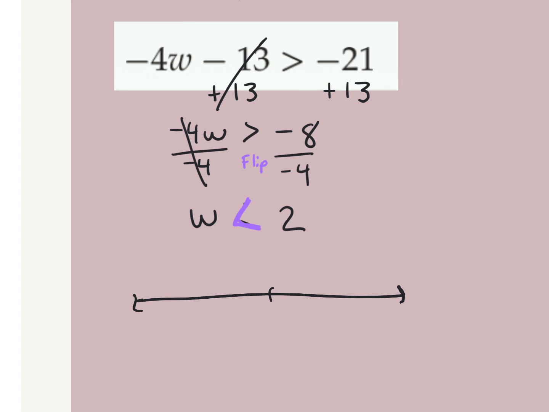So on my number line here, I'm going to put 2 in the middle. 3, 4, 1, 0. Do I have an open or closed circle at 2? An open circle because it's just a less than. We don't have that equal to, so we can't color in that circle. And then which way am I going to shade? To the left or to the right? Left. Awesome.